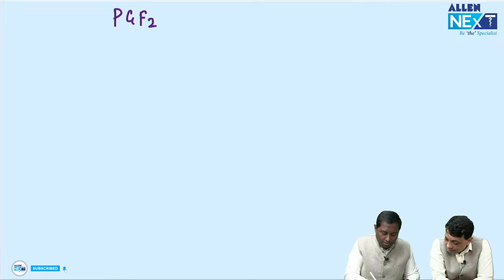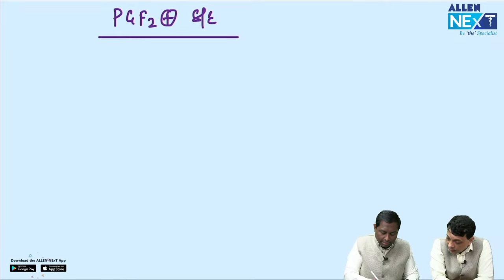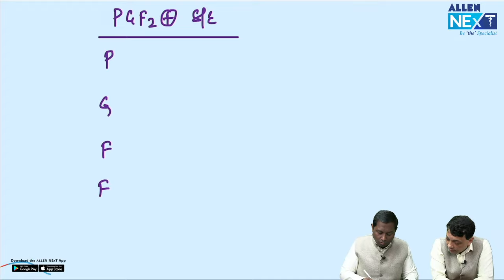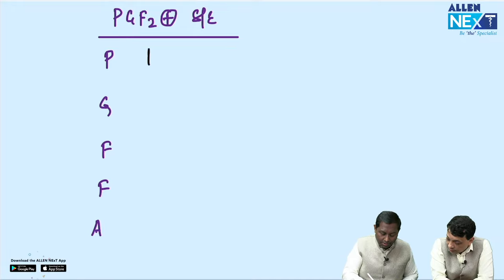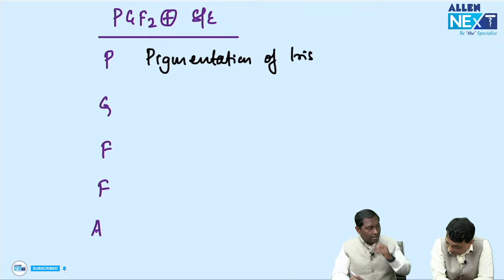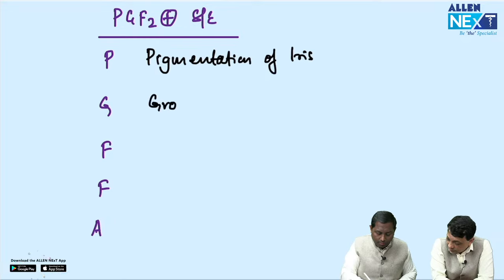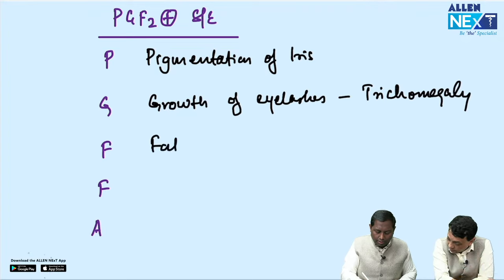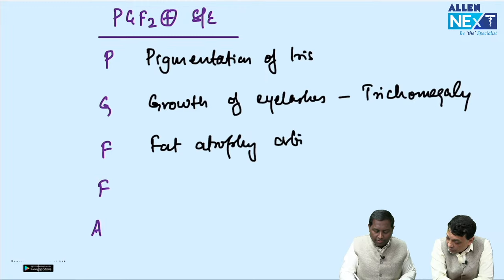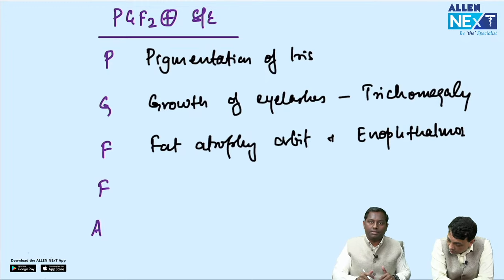And again, to remember the important side effects of PGF2 alpha analogs, we used to say remember them by the very simple mnemonic of PGF2 alpha only. The PGF2 alpha side effects will be P-G-F-2 alpha. P stands for pigmentation of the iris, hyperpigmentation. Then they also cause growth of eyelashes, which we call trichomegaly or hypertrichosis. Then they can also lead to fat atrophy of the orbit. Because of the fat atrophy of the orbit, there is going to be enophthalmos. So one of the presentations can be enophthalmos after intake of the drug, not exophthalmos. That you should take note of.